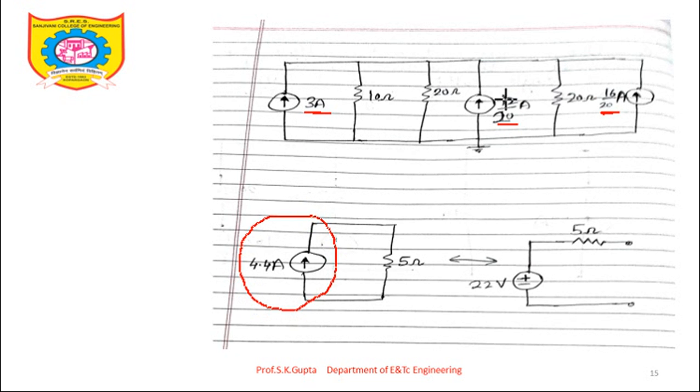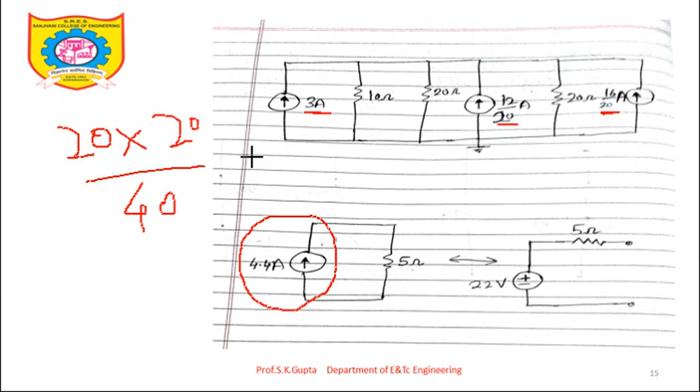So these three current sources are replaced by one single current source. Now these 10 ohm, 20 ohm and 20 ohm are in parallel, so I need to solve. First I will solve these two, 20 parallel with 20. So 20 parallel 20 is 20 into 20 divided by 20 plus 20. 20 plus 20 is 40. So 400 upon 40, its value is 10 ohm.